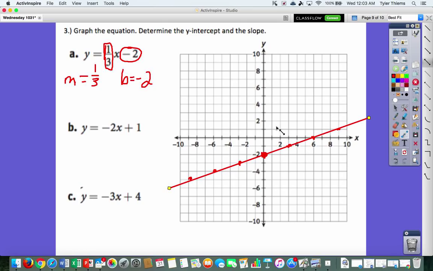Notice it, and again, is a linear function. It forms a straight line. I want you to press pause and do B and C on your own.